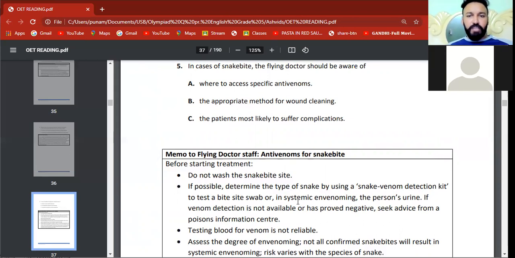You want to say that that is matching. Yes, sir, it's matching. Okay, let me read again. If it is not available, seek advice from a poison information center. But it does not mean that you can access specific antivenom. Seeking advice is not the same as accessing antivenom. Accessing is physical, right? You're getting it. Advice is something else.